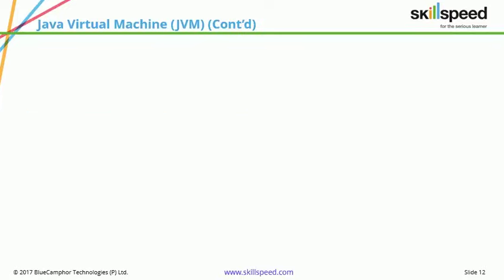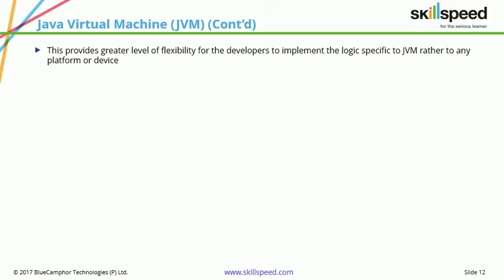So what is the advantage that we have if we have something like this? When you have a Java Virtual Machine, it provides greater flexibility for the developers to implement their logic, which is not specific to an operating system but specific to a JVM. Which means I don't need to write my Java program or any software using Java specifically for only Windows or Mac or Unix or Linux. I can write it as common code, and it can be used in any of the operating systems.